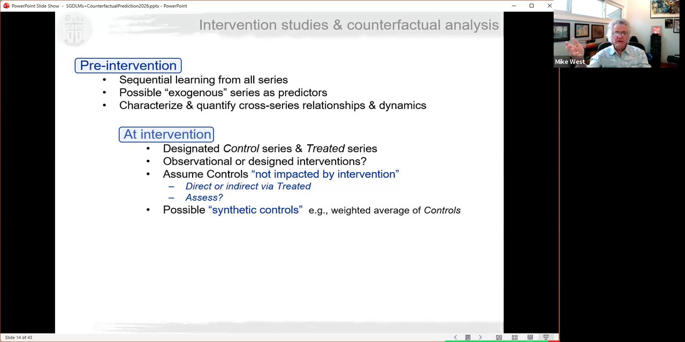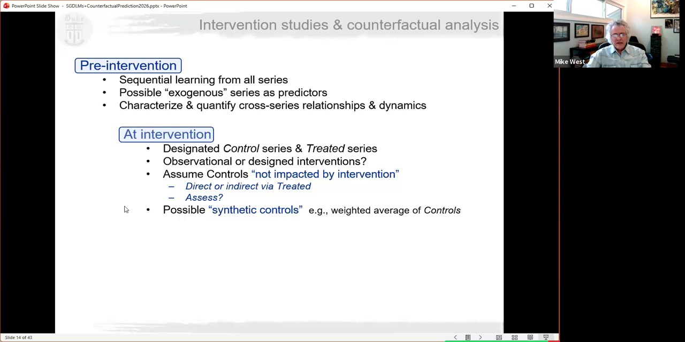For example, there could have been an effect of a supermarket that didn't have a particular promotion of coffee, cheap coffee for a couple of weeks. It was across town and they didn't have the promotion, so all of their customers bought coffee at the other store. Okay, so that's a case where the intervention does impact controls.